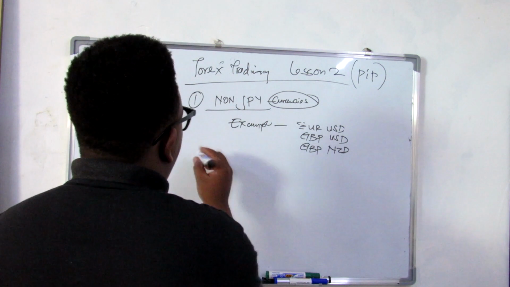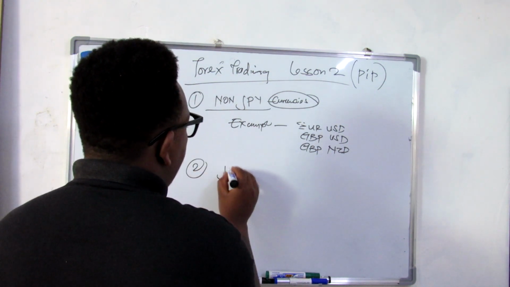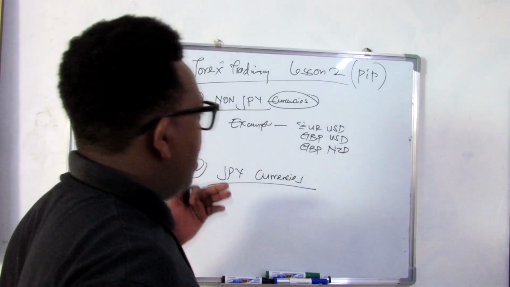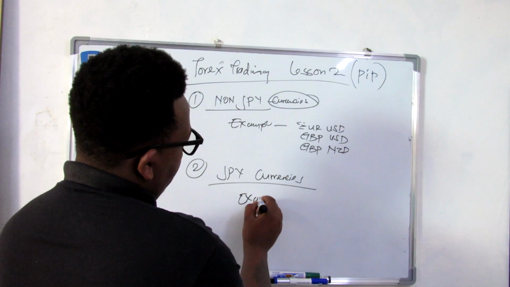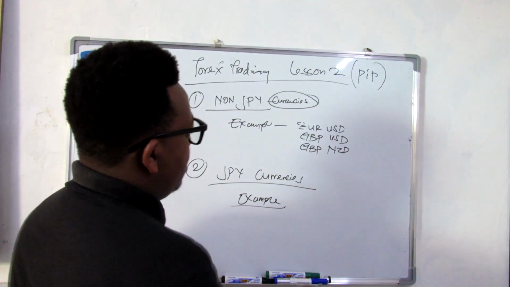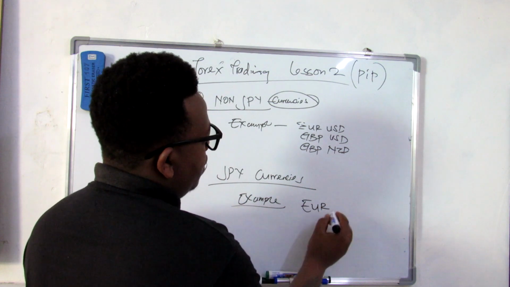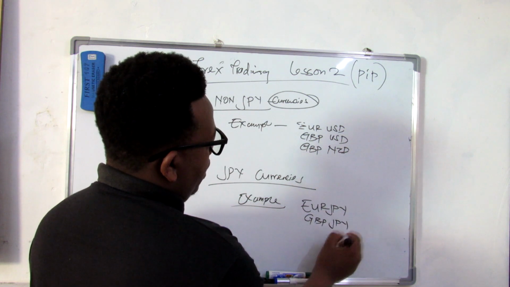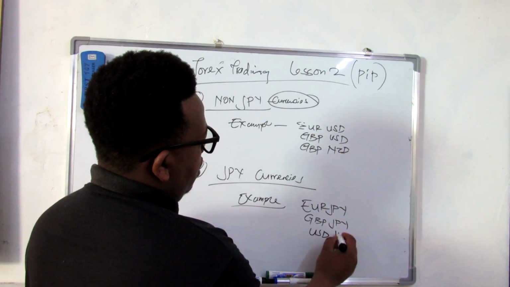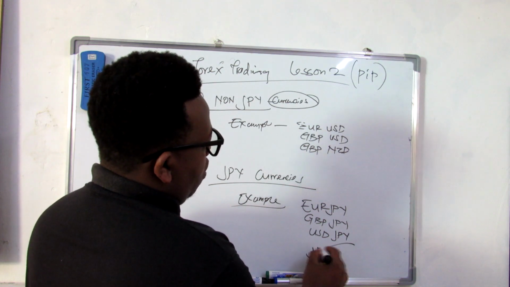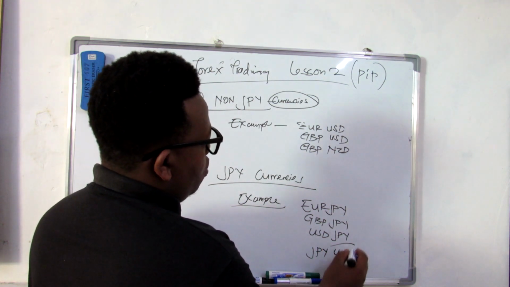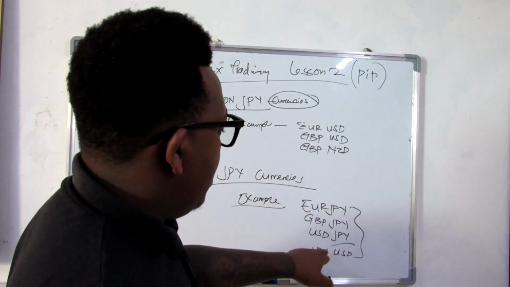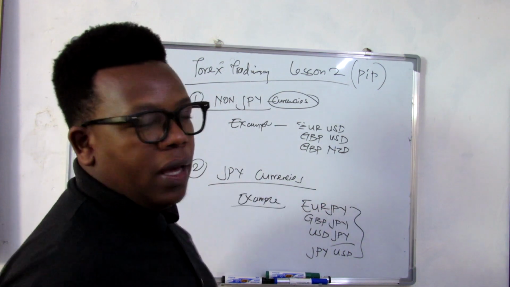Another thing, let me show you another currency combination. We have the JPY currencies. So with the JPY currencies, they are all the currency pairs, let me just give you an example here, that have JPY in their combination. You could be having something like GBP JPY. You could be having USD JPY. Either it could be even on the base option USD. So all these currency pairs that have JPY in their combination are what we call the JPY currencies.